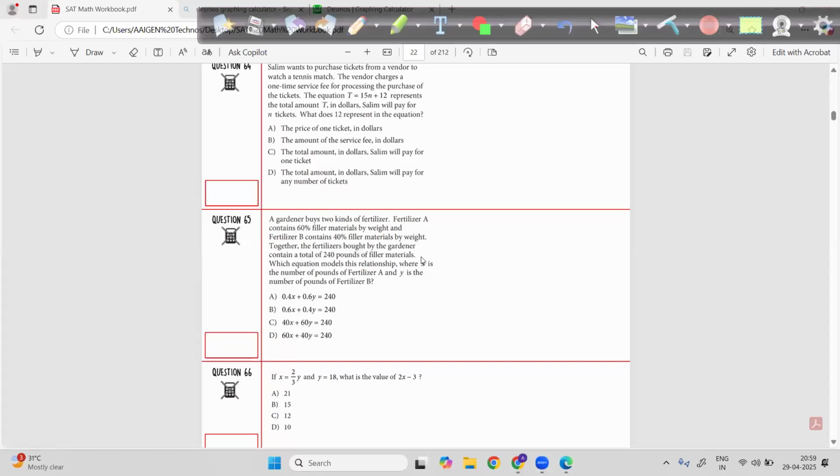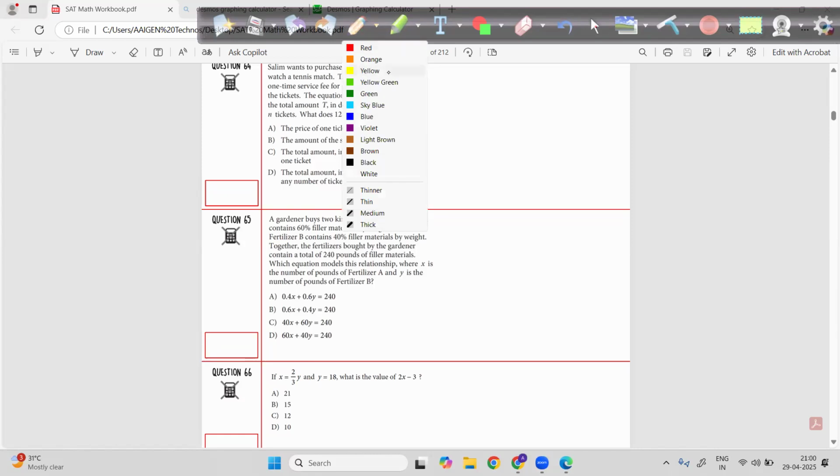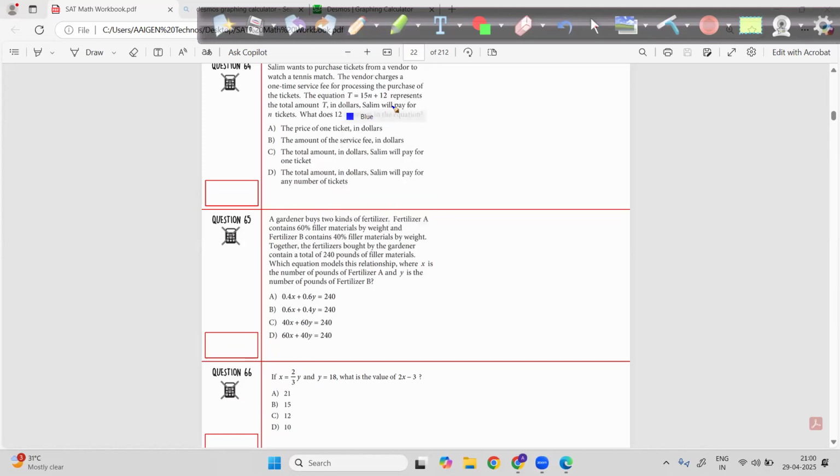Okay. A gardener buys two kinds of fertilizer. Fertilizer A contains 60% filler material by weight and fertilizer B contains 40% filler material by weight. Together, the fertilizer bought by the gardener contains a total of 240 pounds of the filler material. Which equation models the relation where X is the number of pounds of fertilizer A and Y is the number of pounds of fertilizer B?